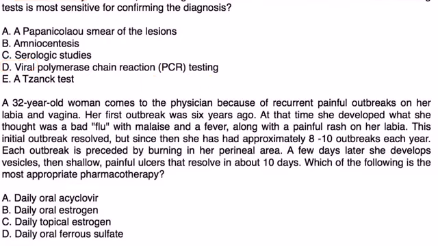Next question. A 32-year-old woman comes to the physician because of recurrent painful outbreaks on her labia and vagina. Her first outbreak was 6 years ago. At that time, she developed what she thought was a bad flu with malaise and fever, along with a painful rash on her labia. This initial outbreak resolved, but since then she has had approximately 8 to 10 outbreaks a year.